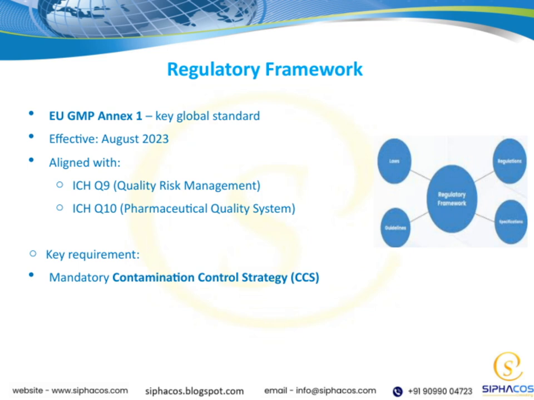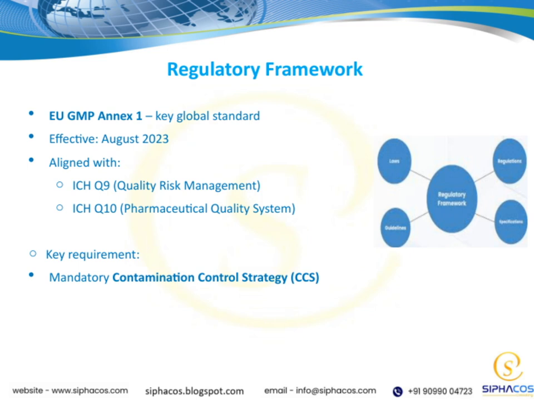Annex 1 aligns closely with two important international guidelines, ICH-Q9, which covers quality risk management, and ICH-Q10, which describes the pharmaceutical quality system. These standards help us integrate risk-based thinking and a robust quality system into our operations, ensuring consistency and safety. One of the most critical requirements in Annex 1 is the Mandatory Contamination Control Strategy, or CCS.